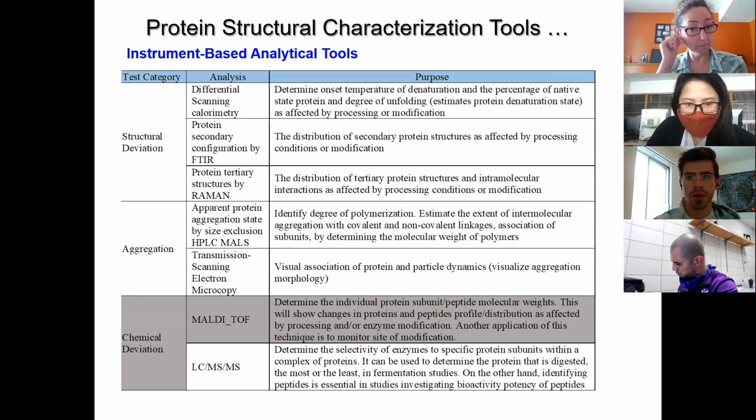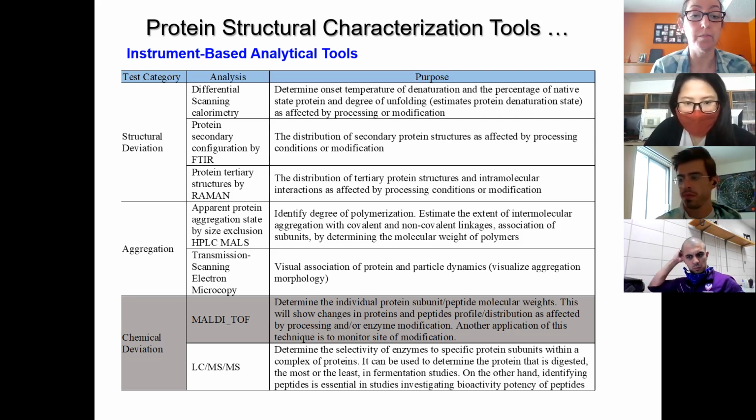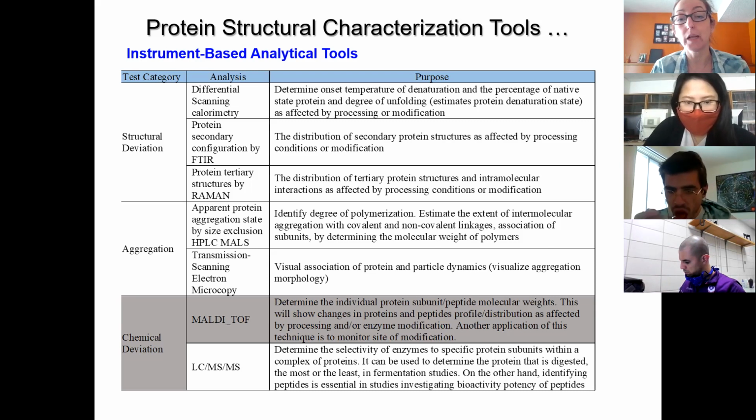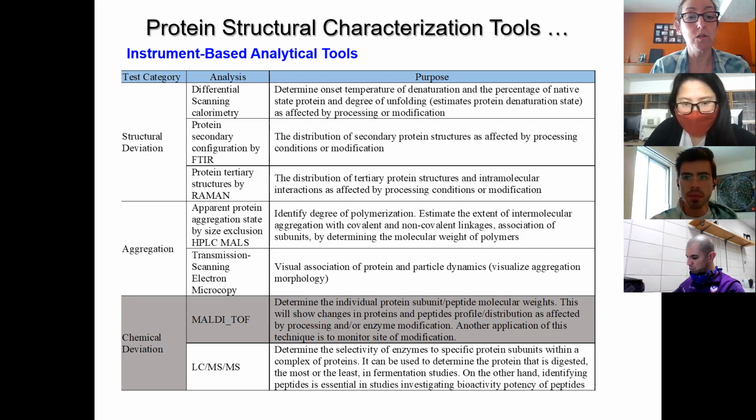Okay. All right, so last time we ended up talking about using size exclusion chromatography to characterize proteins, looking at polymerization, looking at hydrolysis, looking at molecular weight distribution, and so on.